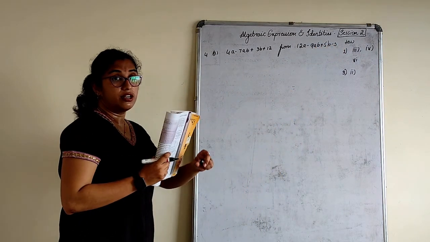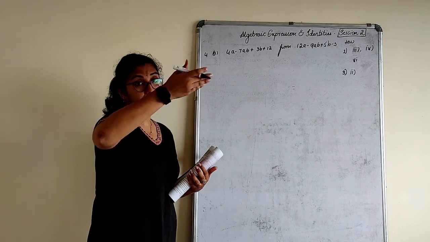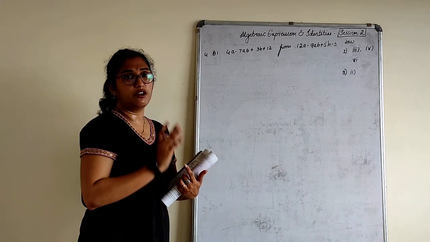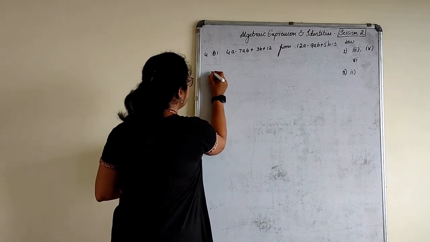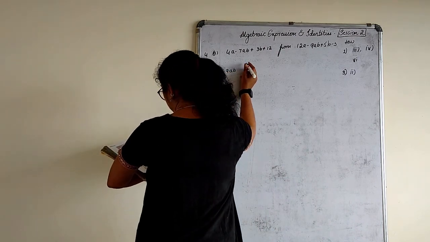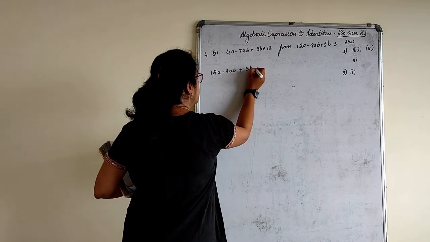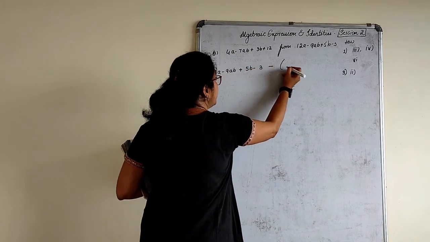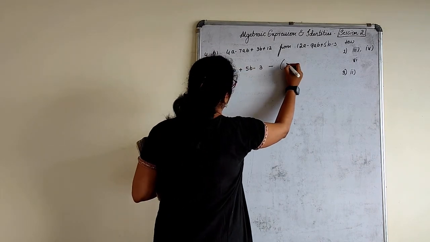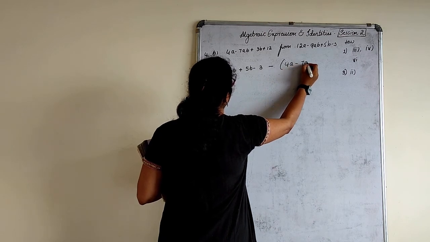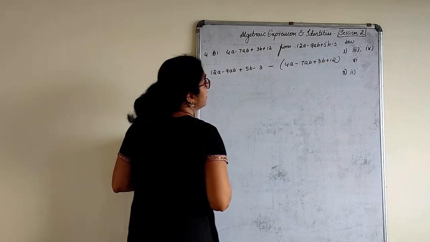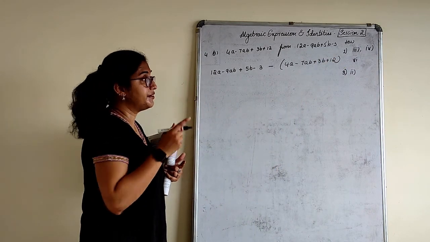Two methods can be done, children, for this. One is by writing one below the other and doing it, and one is doing it horizontally. I will follow the horizontal method here. From what they have given, write that first: 12a minus 9ab plus 5b minus 3 minus, take a bracket. Why? Because it's a polynomial: 4a minus 7ab plus 3b plus 12. If it was only one term, then only minus we would have written.